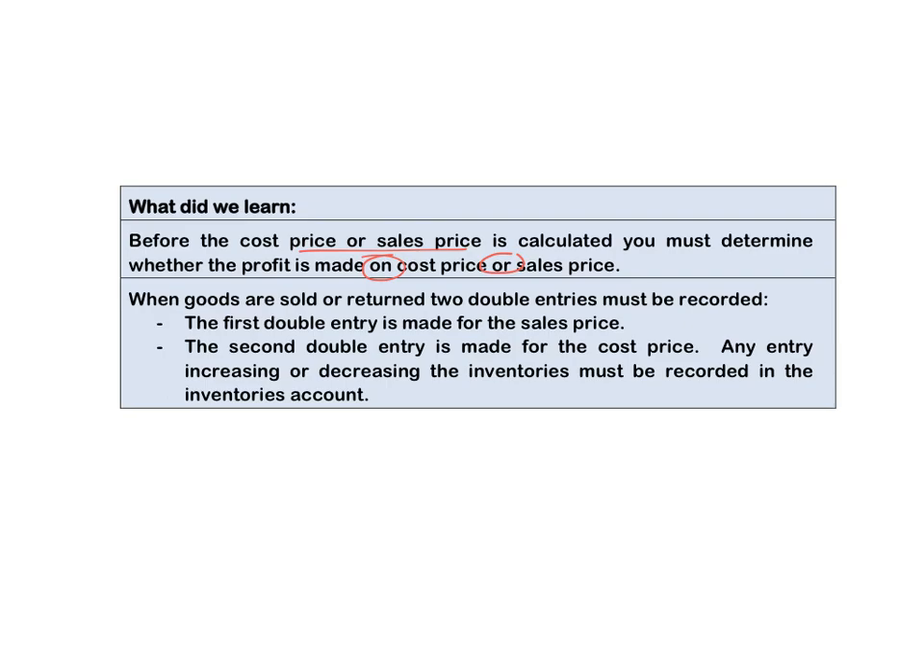When goods are sold or returned, 2 double entries will be recorded. The first double entry will be at the sales price, where debtors or bank is debited and sales credited. The second double entry is made at cost price, so that the cost of sales and inventory will either increase or decrease. Any entry that will decrease or increase inventory must be recorded in the inventory account.